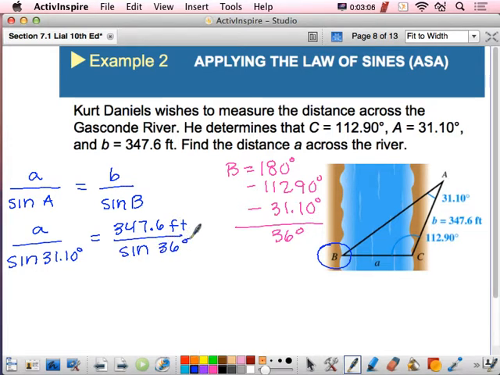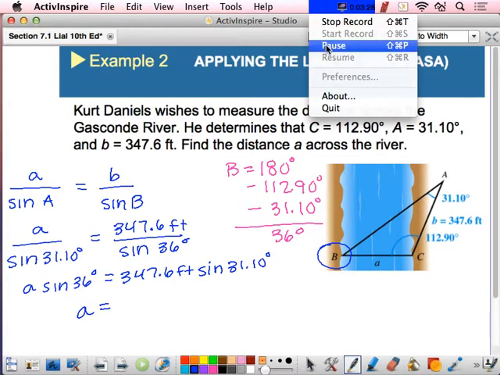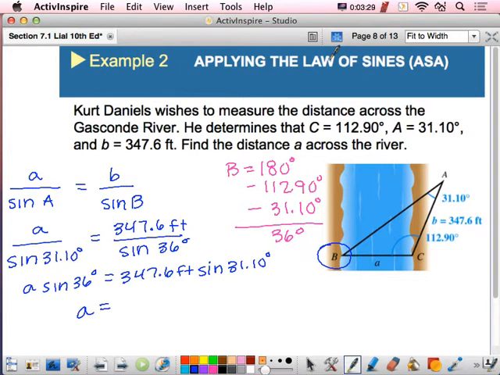Once we get to here, we just cross multiply and divide. We have a sine of 36 equals 347.6 feet times the sine of 31.1. And then we will solve for a. So that computation gave us 305.463576 feet. And we need to decide what our significant digits are. It looks like it's 4. Is that right? Yes. So it is approximately 305.5 feet across that river.